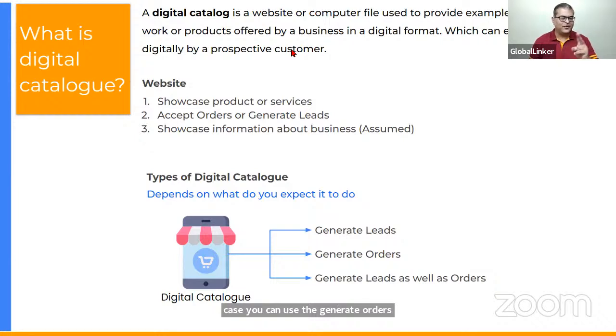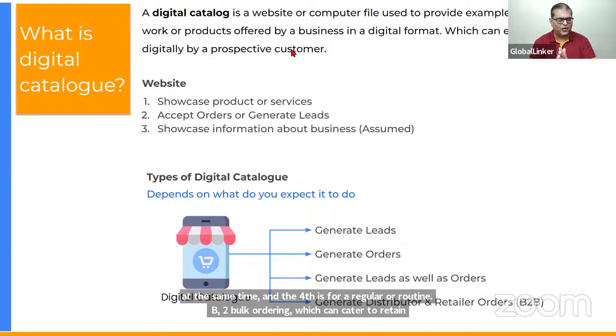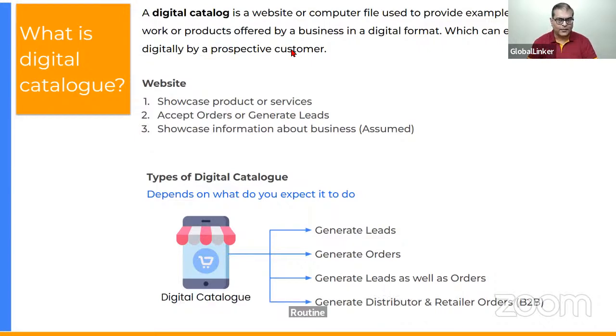The third type can do both things: leads and inquiries, or leads and orders at the same time. And the fourth is for regular or routine B2B bulk ordering, which can cater to routine B2B bulk ordering. That is the fourth type of digital catalog.